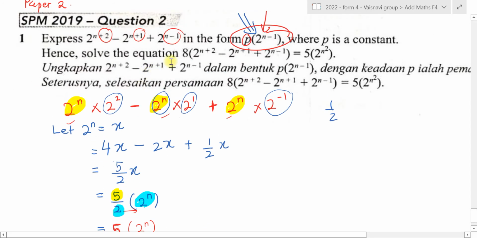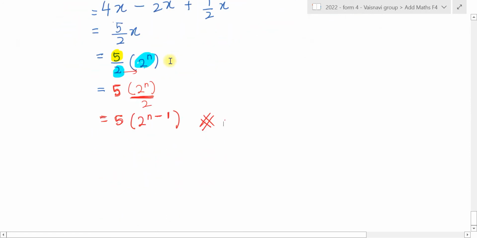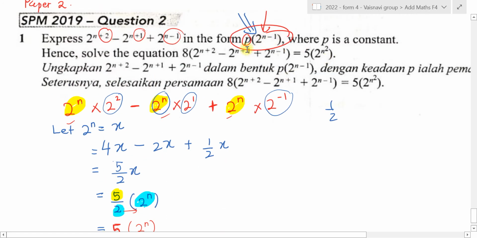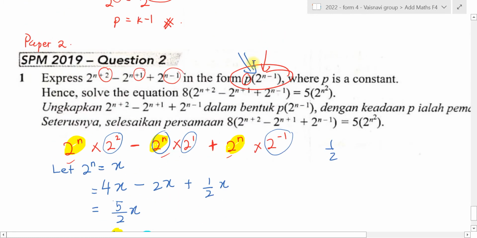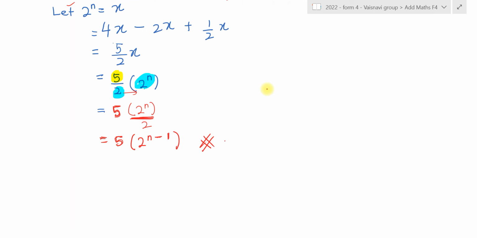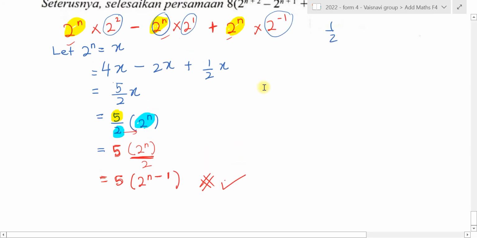So the P here is actually the 5. We already expressed it, so no need to say P equals 5. You expressed it already in this form. Okay, that's the first part of the question.